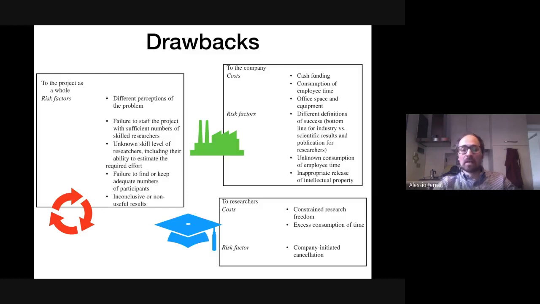For researchers, the main risk is that it may take a lot of your time, because maybe you are stuck there developing for the company and not being able to publish what you developed. So it may take a lot of your time, and may have limited research freedom. So you are really constrained by the needs of the company. So your creativity is somehow constrained.